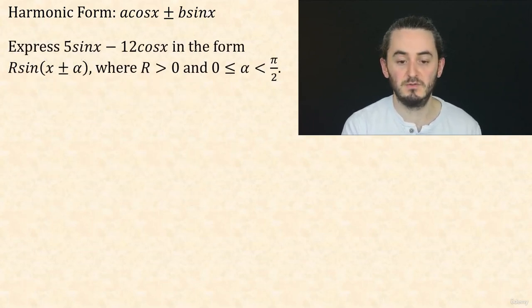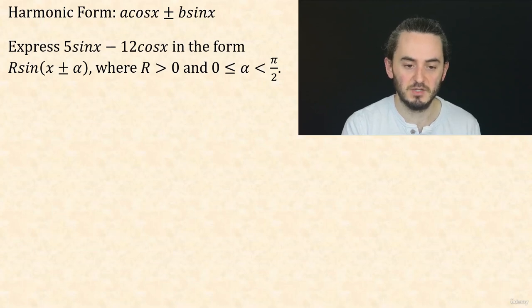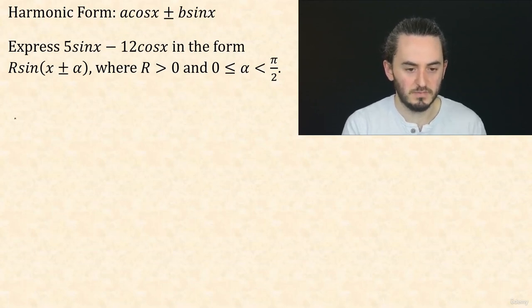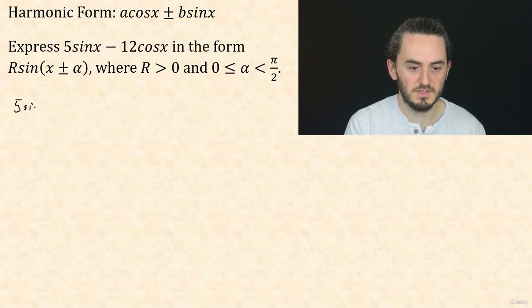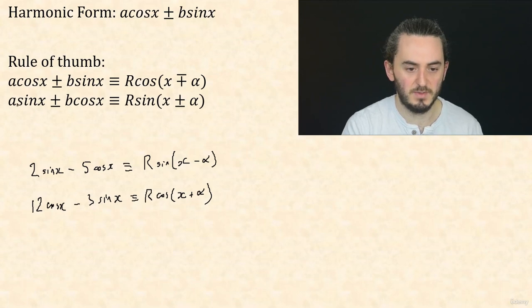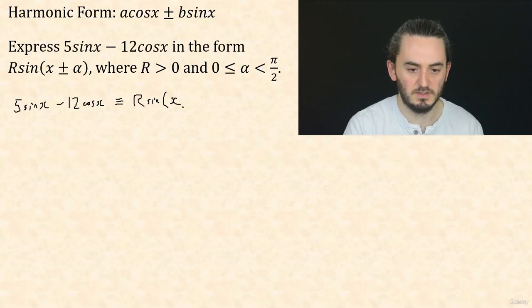Express 5 sine x minus 12 cos x in the form r sine x plus or minus alpha, where r is greater than 0 and alpha is between 0 and pi over 2. Okay, so here's how we start this. So I want 5 sine x minus 12 cos x to be absolutely identical to r sine of x. Well, is it going to be plus or minus? Well, if we go back to our rule of thumb here, I'm trying to express a positive amount of sine x minus some amount of cos x. So I need actually a negative alpha. Okay, so that's going to be minus alpha there.